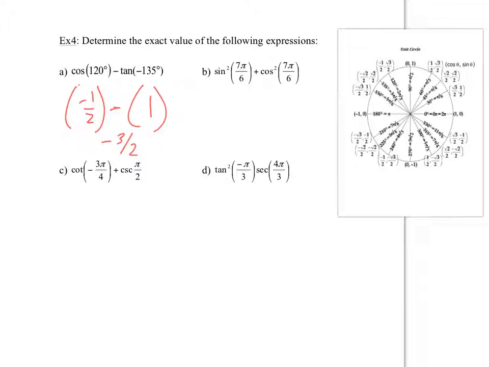And there's our value. Okay, so for the next one, you might remember what this value is. You have sine squared of an angle plus cos squared of an angle.